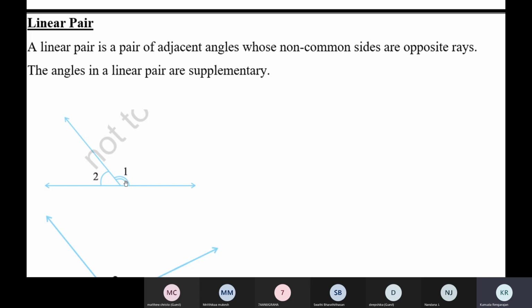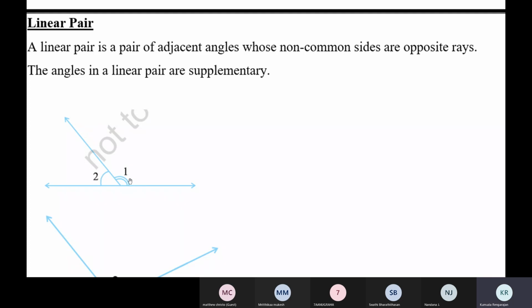So linear pair of angles are adjacent angles in which the non-common arms are opposite rays. They have a common vertex. They have a common arm. The non-common arms, this one and this one, lie on either side of the common arm, and they're also opposite rays. They form a straight line, which is why angle 1 and 2 form a linear pair of angles.